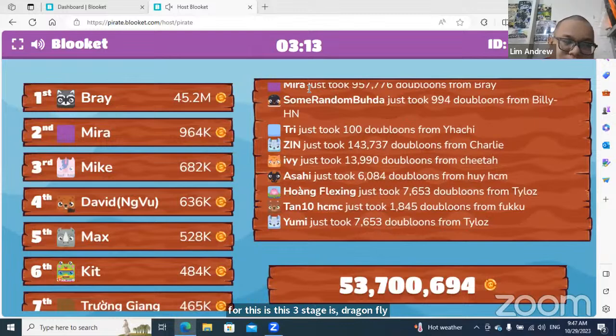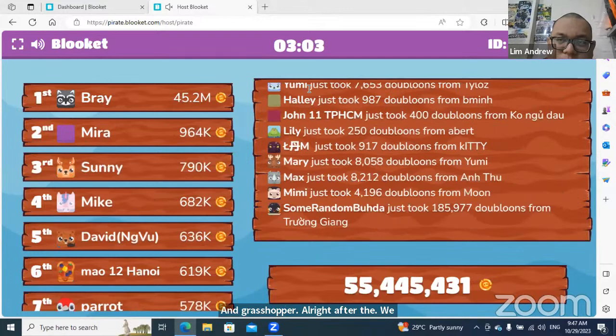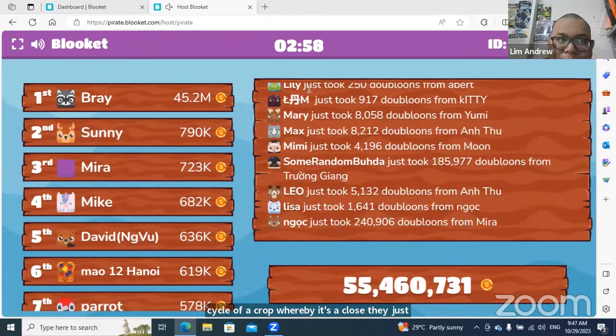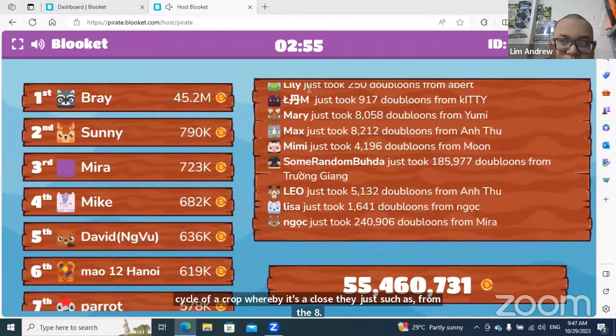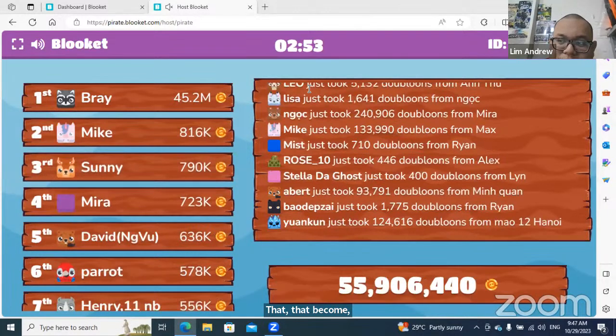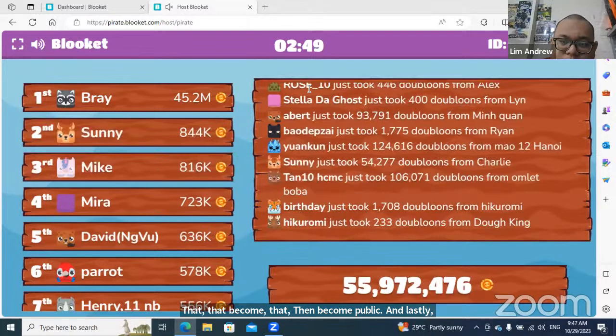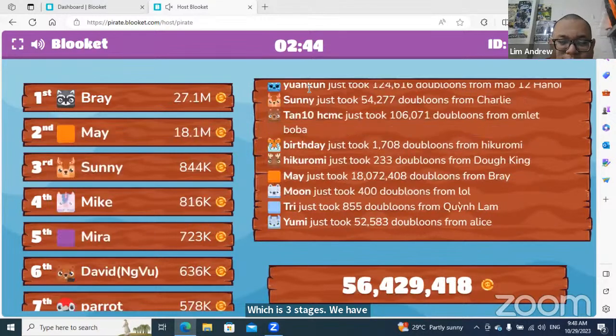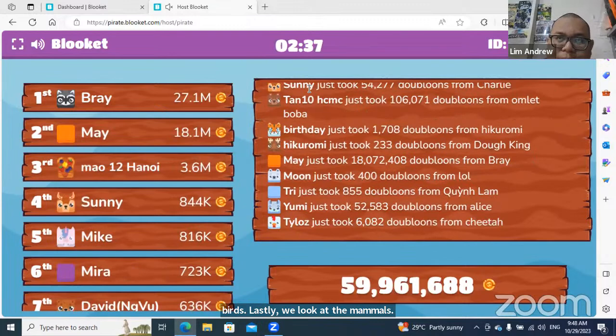All right. After looking into insects, we looked at the life cycle of a frog, which has 4 stages: it starts from the egg, then becomes a tadpole, then a froglet, and lastly an adult frog. Next, we also looked at the life cycle of a bird, which has 3 stages: egg, young bird, and adult bird. Lastly, we looked at mammals. Mammals have 2 sets of life cycles.